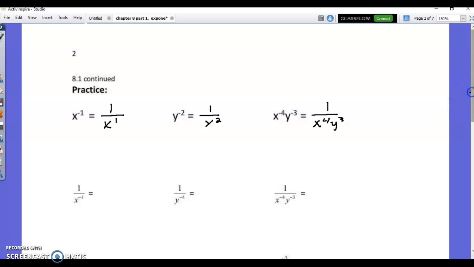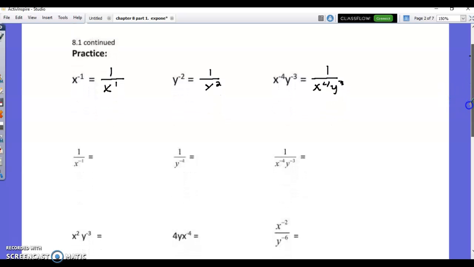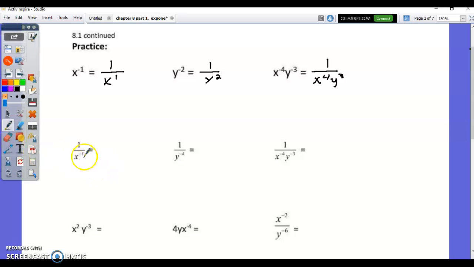All right, so now here's a few examples of where it's on the bottom and it's negative already, and we're just going to move it to the top. So if I draw my fraction bar, this x goes up to the top, becomes a positive 1, and we can think of it over 1, which would just be x, or x to the first power if we leave it like that. y to the -4 again moves to the top and becomes a positive, and over 1, so that would just be y to the 4th power.